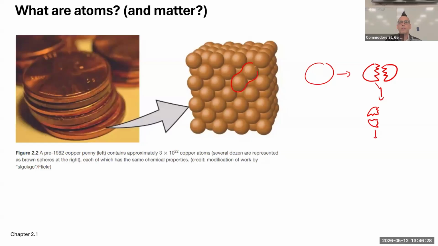We're going to pretend these little spheres are pictures of atoms. So let's say we're at 2 atoms here. Let's say we break that apart into 2 separate atoms. It was bonded together, but now they're separate. Now, what happens if you break this atom apart? Is it still going to be copper?